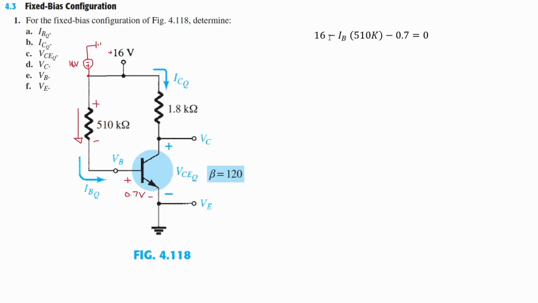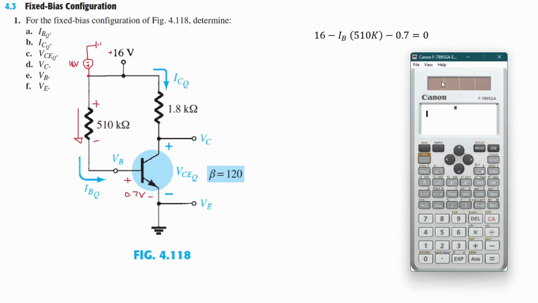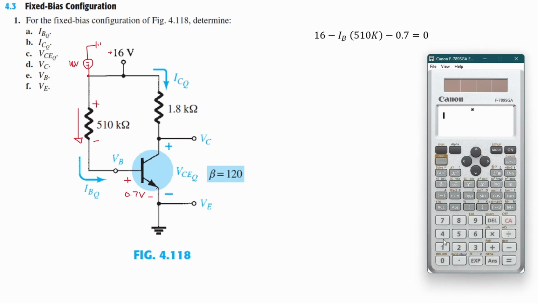And we have one equation, one unknown. So, anong gagawin natin pag one equation, one unknown? You can rearrange the equation to solve for IB. In this case, we can also use the calculator for shift solve. So, let's get ganito yan. 16 minus, represent the unknown variable by x. So, x yung as IB times 510K minus 0.7 volts equals 0. Yan. And then, shift solve.